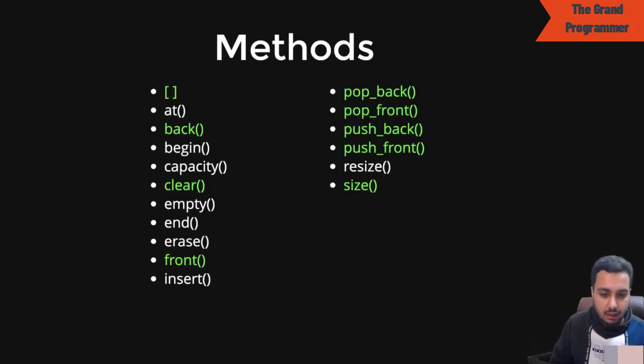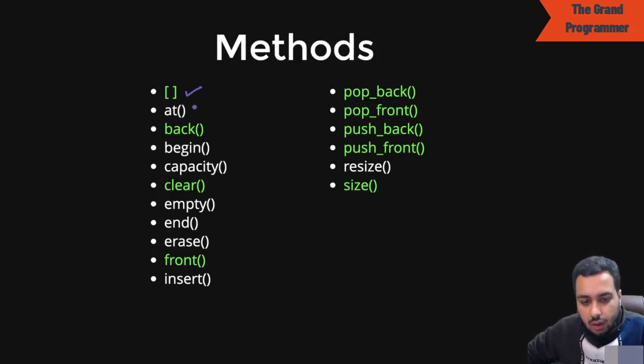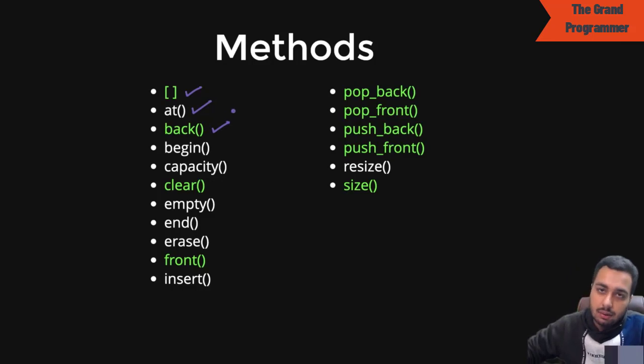Okay, so let us talk about a few important methods of Deque. You can access any element. You can say give me the ith element of the Deque using the square brackets, which is an overloaded operator, or you can use the at function. Both are same. And if you want to see what is the last element, you can call the back method.